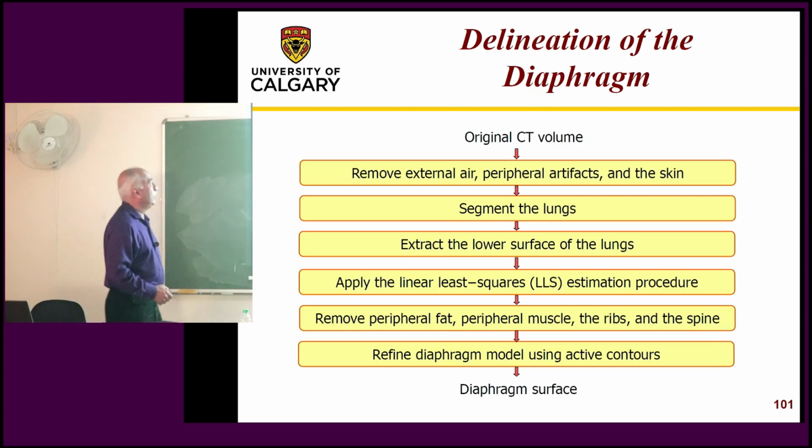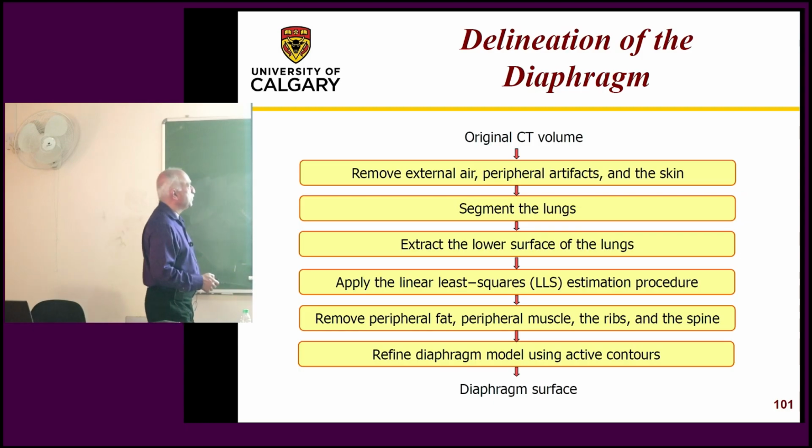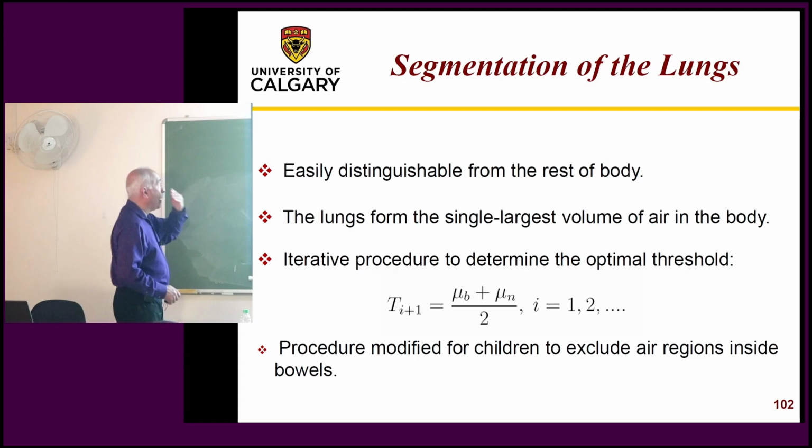So to get the diaphragm, remove all the external things as we have seen. Segment the lungs, that's fairly easy. Extract the lower surface of the lungs. Apply the linear least squares estimation procedure. Peripheral fat, peripheral muscle, ribs and the spine are all removed. And then refine the diaphragm using active contours. That gives you the diaphragm surface.